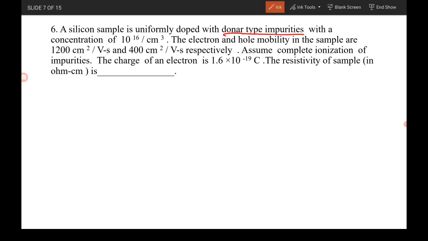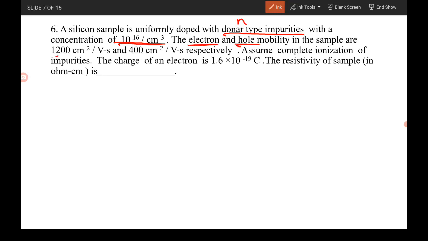Question: it is given that a silicon sample is uniformly doped with a donor type impurity. Donor type means the semiconductor is N type, with a concentration of 10 to the power 16 per centimeter cube. The electron concentration is also given, that is 10 to the power 16 per centimeter cube.